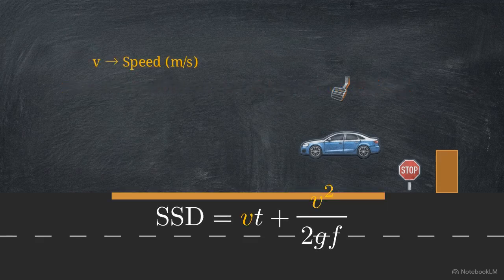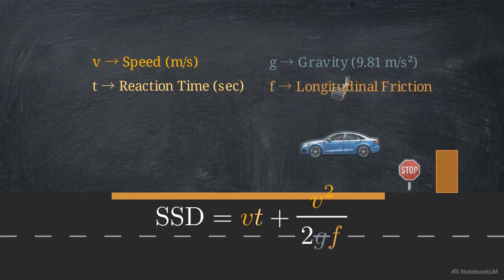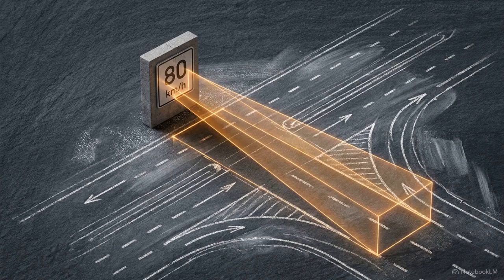Looking at the completed equation, we can see exactly what controls a safe stop. V is the vehicle's speed, T is the driver's reaction time, G is the gravitational constant, and F is the coefficient of longitudinal friction between the tires and the pavement. By mathematically separating the human cognitive delay from the mechanical physics of braking, engineers can establish exact, reliable safety margins for any posted speed limit.